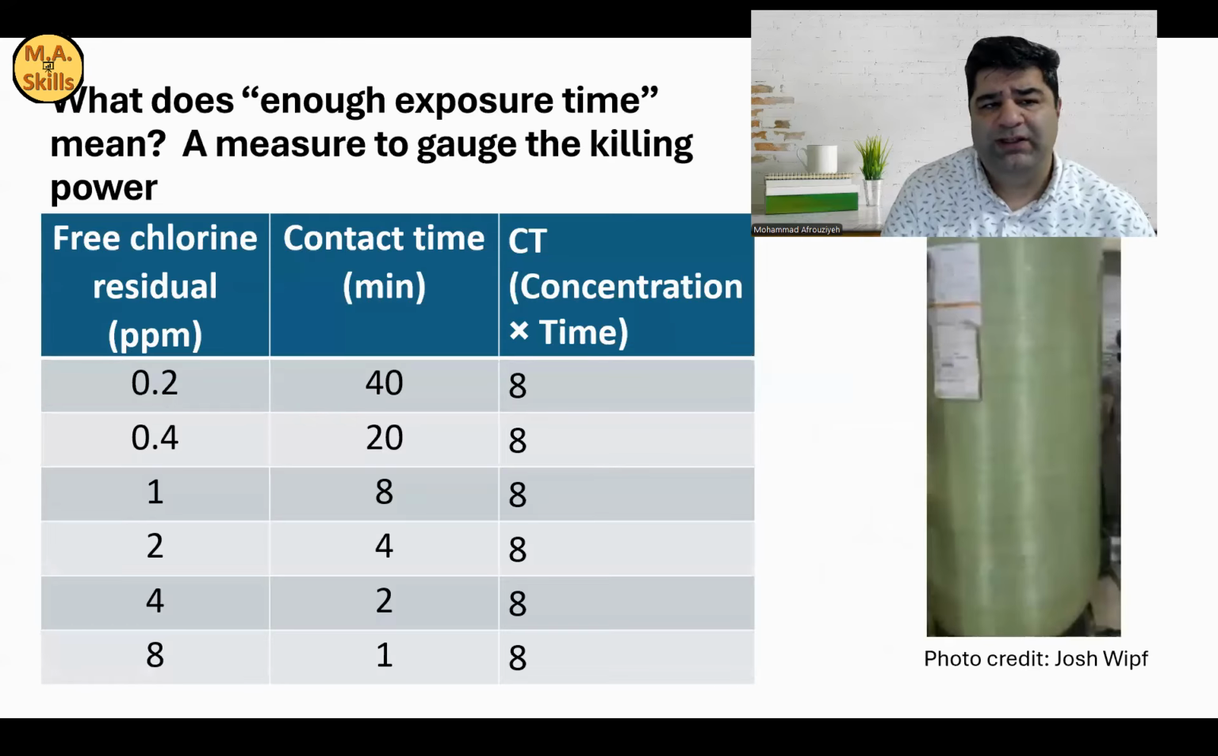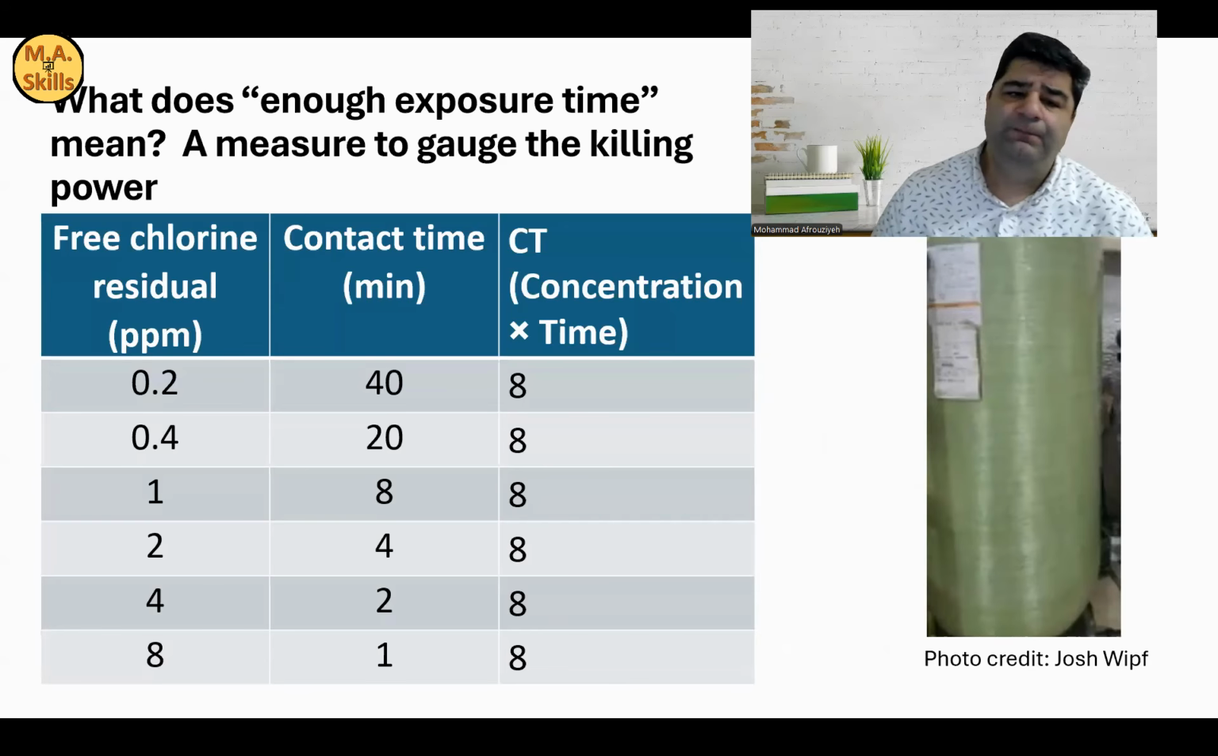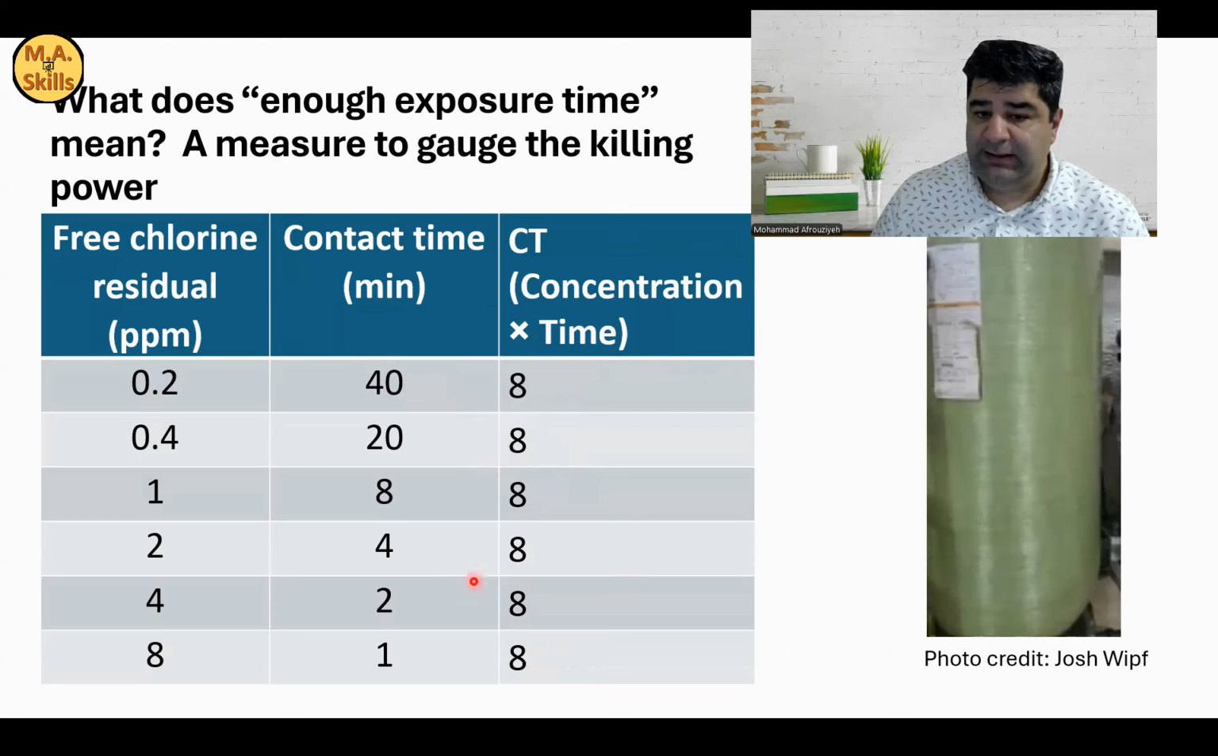So just quickly talking about CT factor. CT is the multiplication of concentration of free chlorine by time. The optimum CT value is 8. So let's say your free chlorine residual is 1 ppm. If your contact time is 8 minutes, then you're going to get a CT of 8.